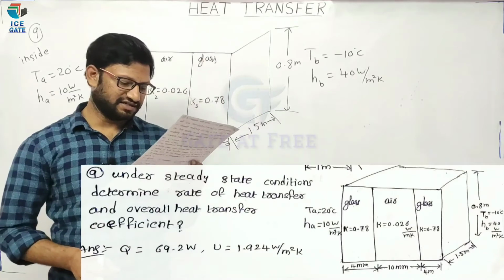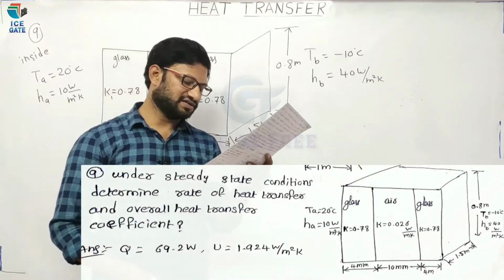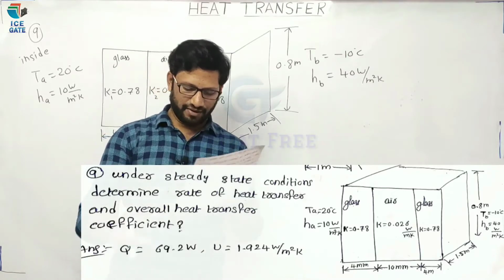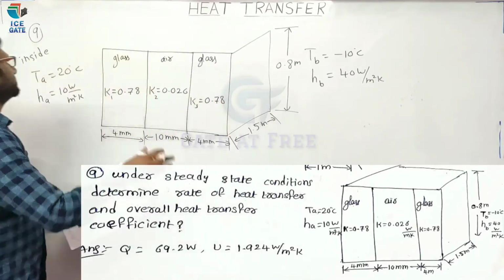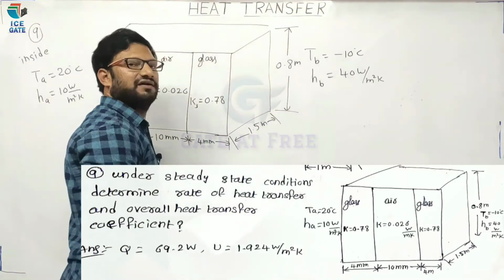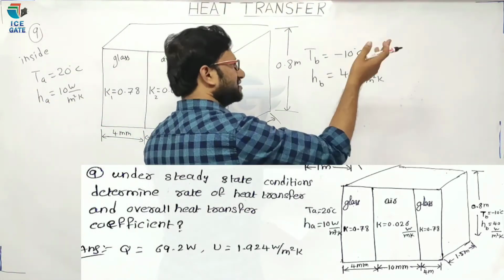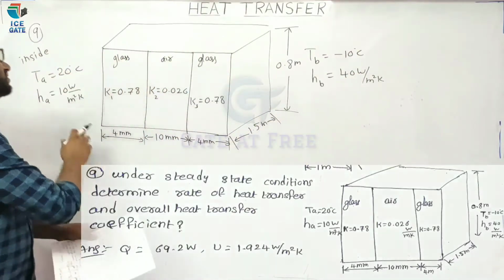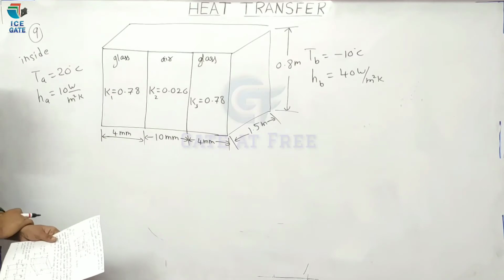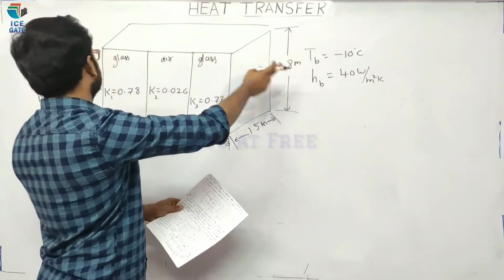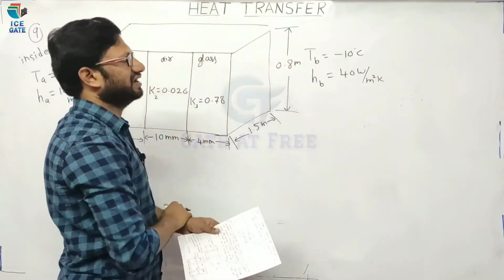Now see the 9th question. On a steady state condition, determine the rate of heat transfer and overall heat transfer coefficient. Now this is inside a room and this is outside. Assume it is a winter season. Outside temperature is minus 10 degree centigrade and inside the room temperature is 20 degree centigrade. We know that heat transfer takes place from higher temperature region to lower temperature, that is 20 to minus 10.